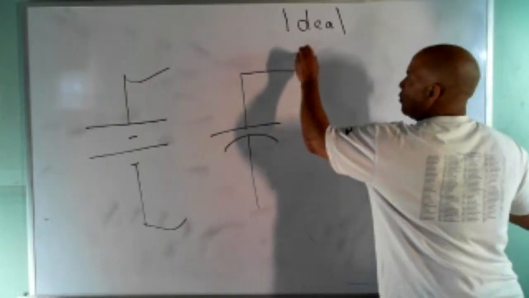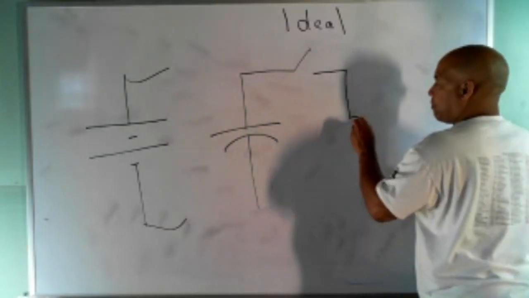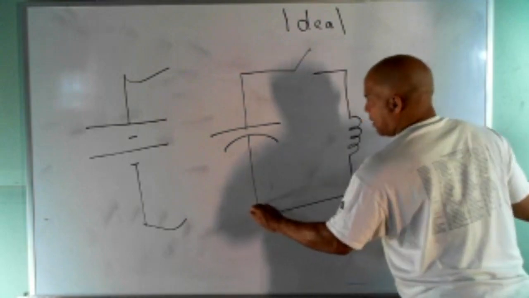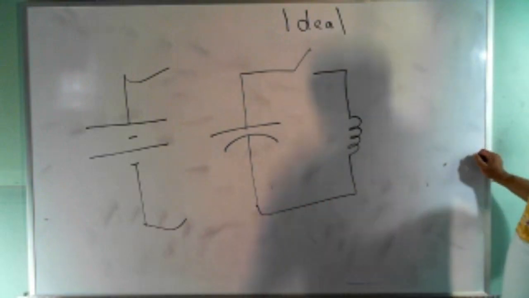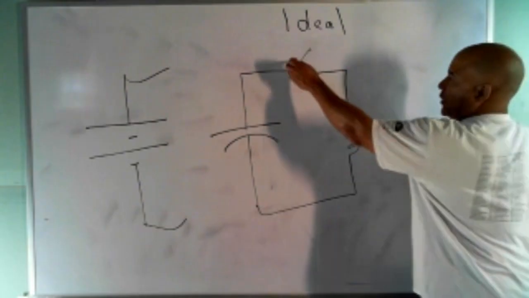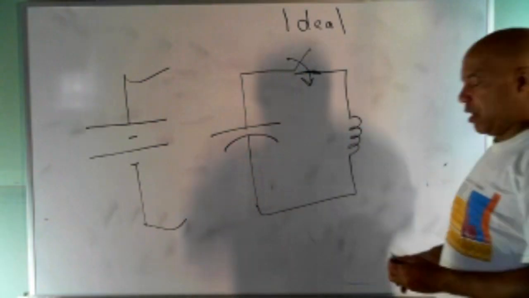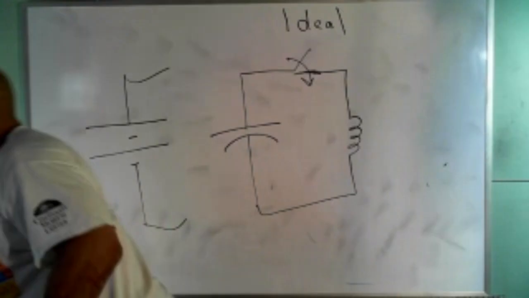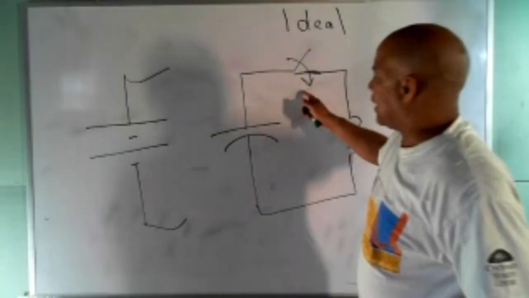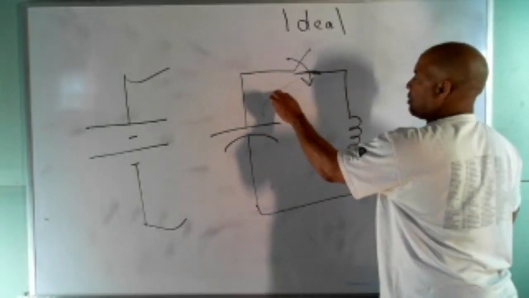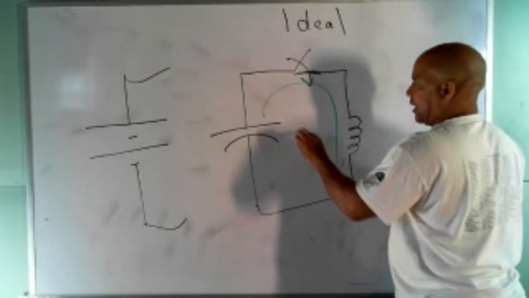After I charge it, I hook up a switch to it, and I've got that inductor. I close the switch. What's going to happen? When I close that switch, the capacitor is going to discharge, sending current that way.